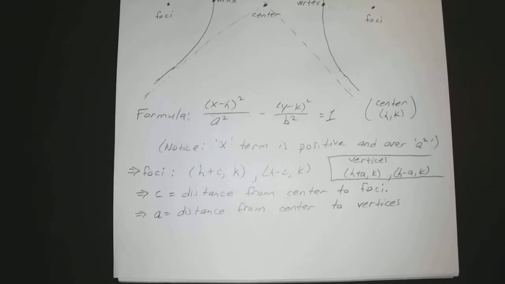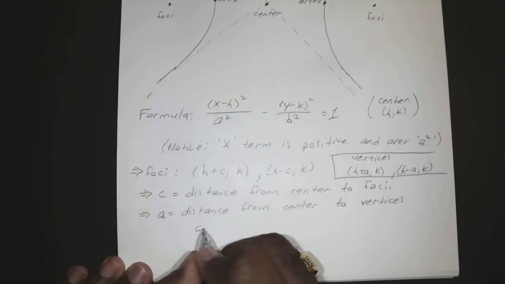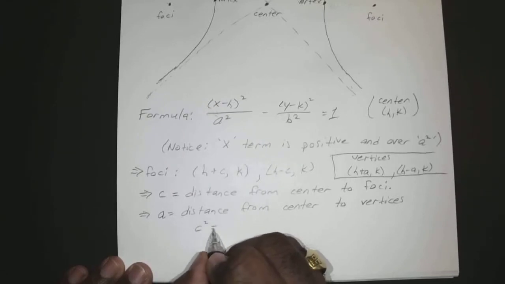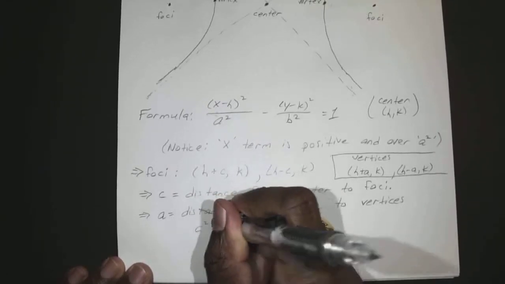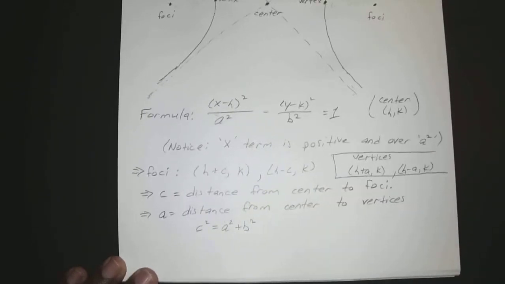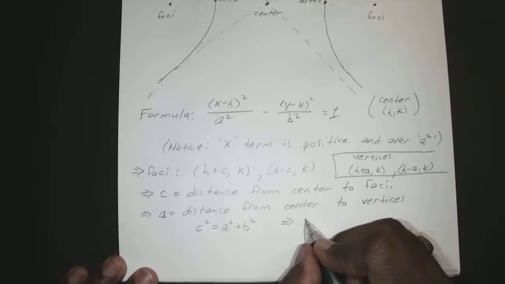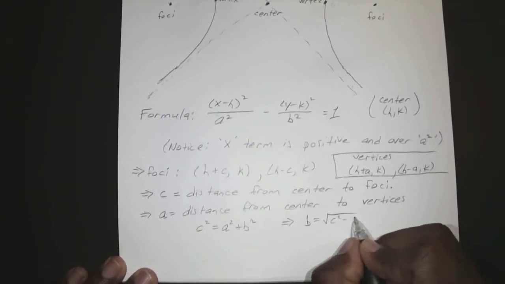Okay. Now if we went through the entire proof and everything else, which we're going to skip, I'll add the notes to the proof, but you don't really need it. We know that c squared is equal to a squared plus b squared. In this case, you can solve for b, where b is equal to the square root of c squared minus a squared.